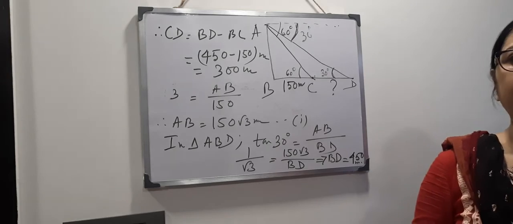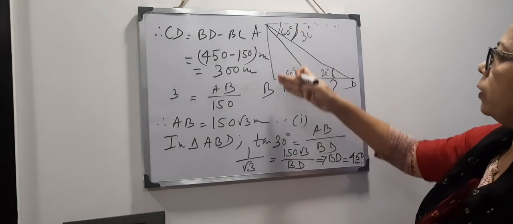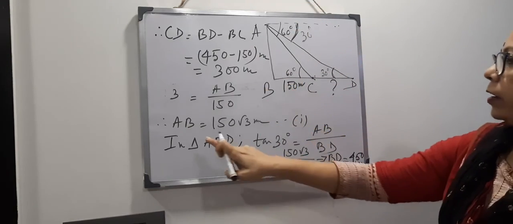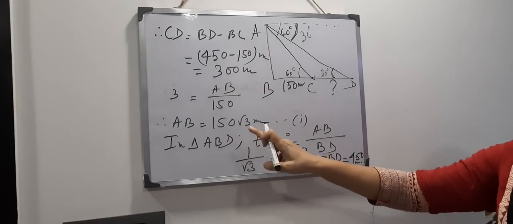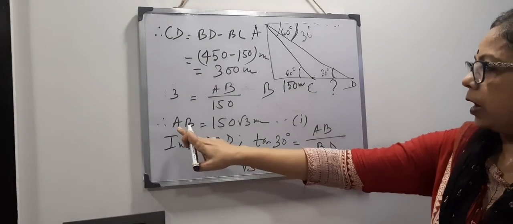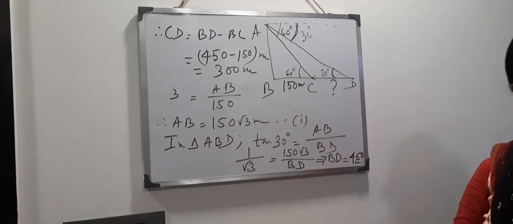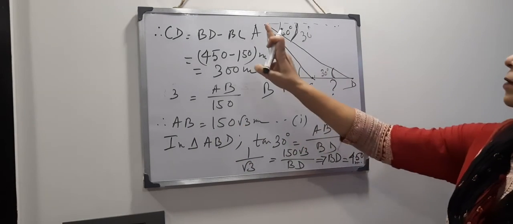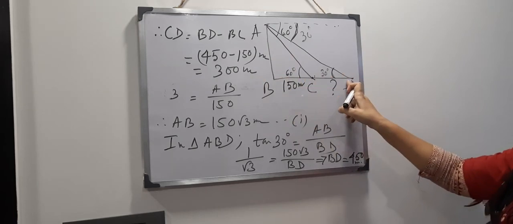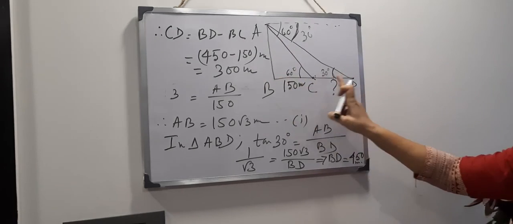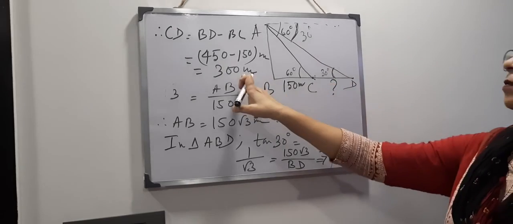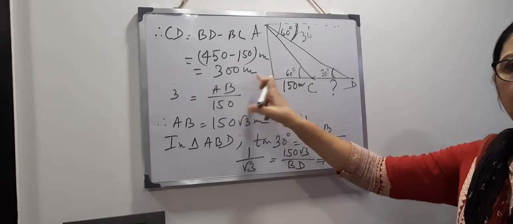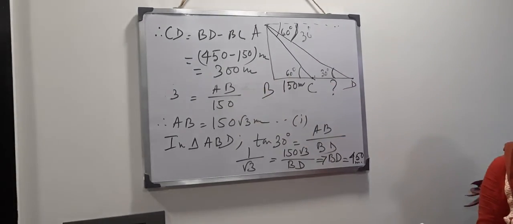And there is another part. What will be the height of the lighthouse? Height of the lighthouse means AB. Already we have calculated, that is 150 root 3 meter. So your answer will be the height of the lighthouse is 150 root 3 meter, and the distance of the mast of the second ship from the first one, that is CD, is 300 meter. Now next one we will get in the next video.